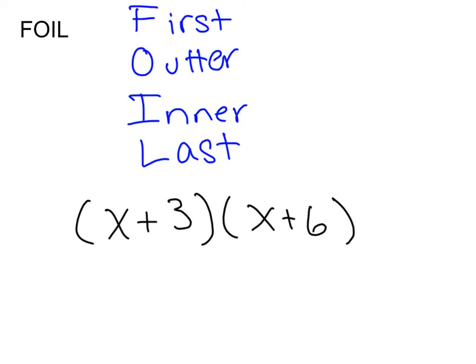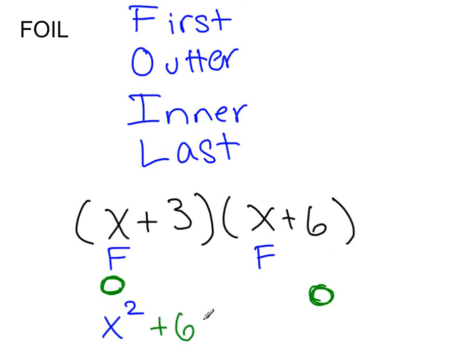So let's start with F, our first. So the first term in the binomial times the first term in the second binomial. So x times x, which we've done before, is x squared. Now we'll do outers. So the outside terms, well, an x and a 6, see how they're kind of on the outside of this multiplication? We'll take them and multiply them together.